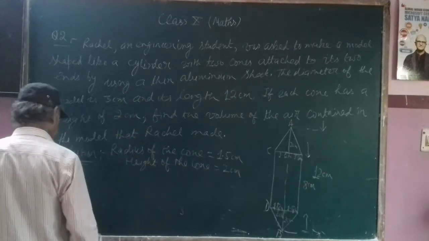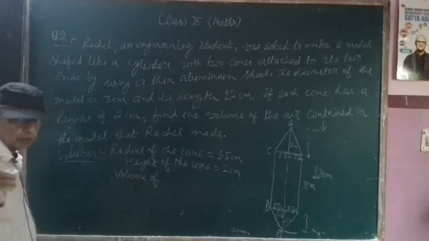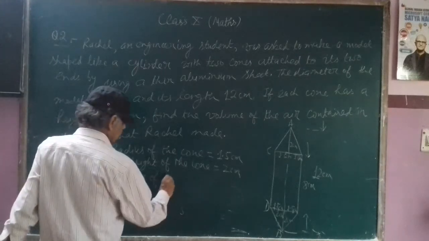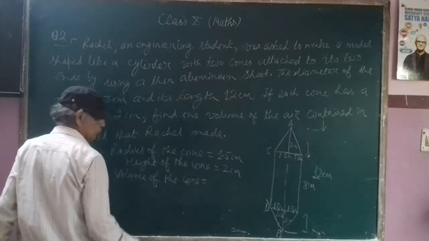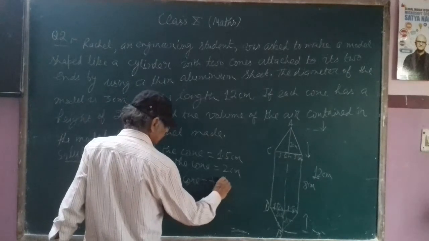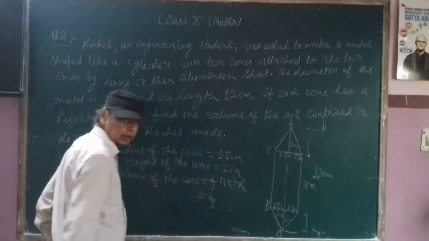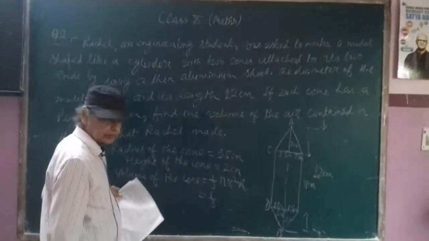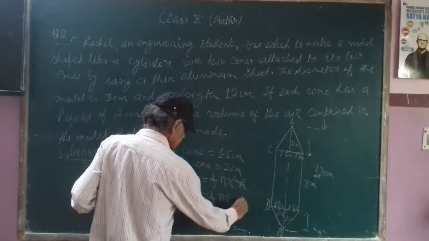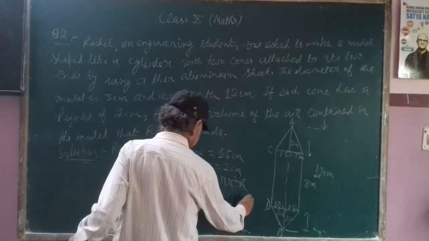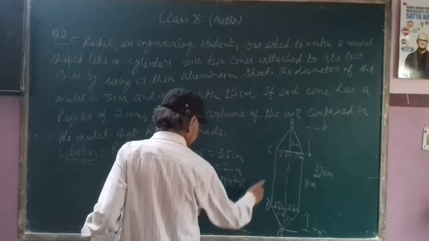You know very well the volume of the cone. I am reminding you, I told you the formula in the previous question: the volume of the cone is 1/3 pi r squared h. So 1/3 pi, 1.5 into 1.5, and the height is 2, not 8, this 2.